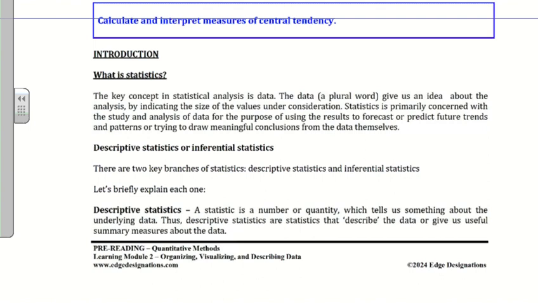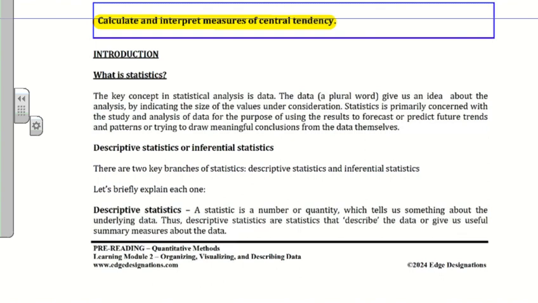CFA Level 1 pre-reading, Quantitative Methods, Learning Module 2: Organizing, Visualizing, and Describing Data. We continue on. This is video number 2 of hopefully 2 videos, and we continue on with the next learning outcome statement: calculate and interpret measures of central tendency.